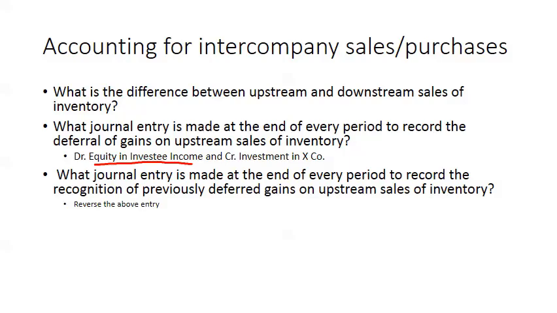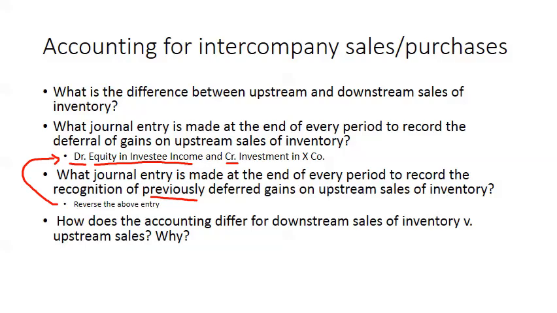So what journal entry is made at the end of every period to record the recognition of previously deferred gains? Those are gains that we deferred last year. Now we're ready to recognize them. What do we do? We just reverse the entry that we recorded up here. So we're going to reverse that, credit equity in investee income and debit the investment account. We're just recognizing the revenue now.